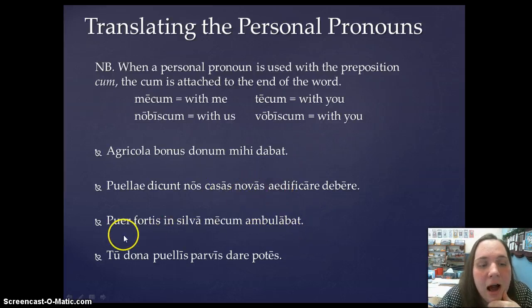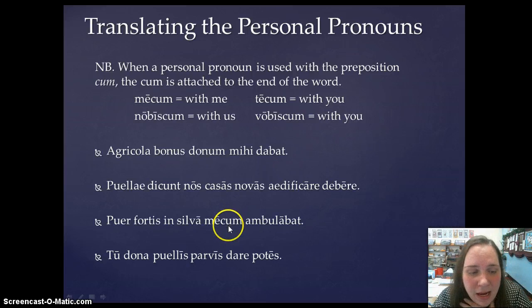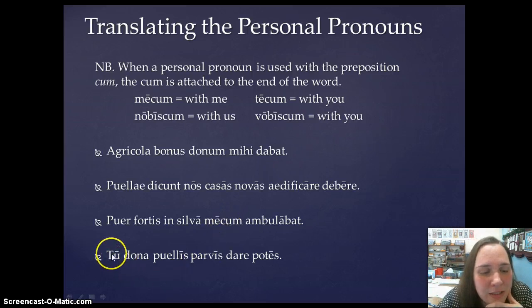Okay? Our next sentence, puer fortis in silva mecum ambulat. The brave boy was walking in the woods, in the forest, mecum, with me. Okay? And then our last sentence, tu dona puellis parvis dari potes.